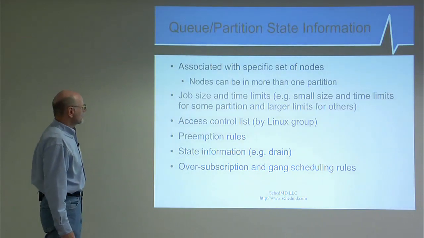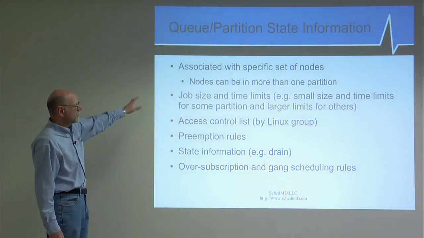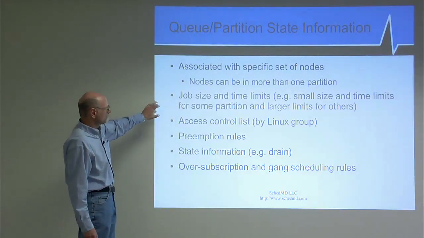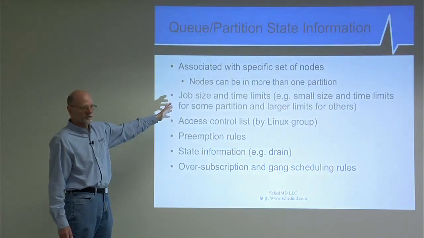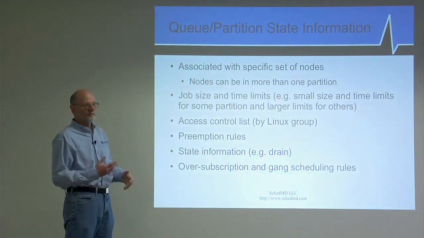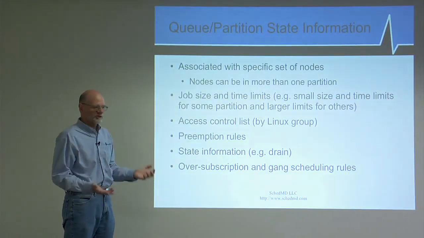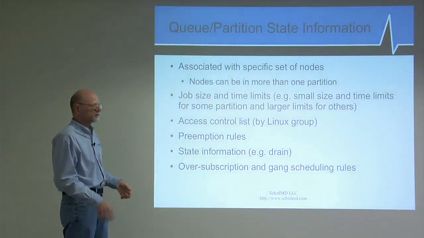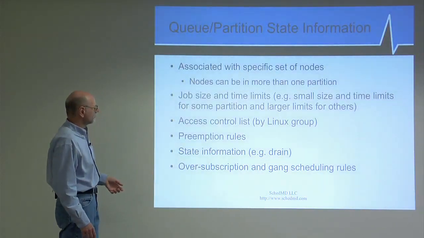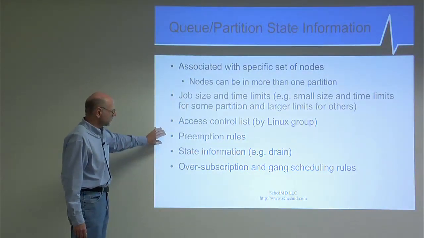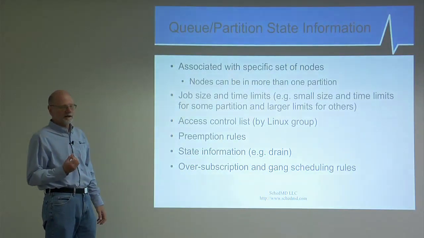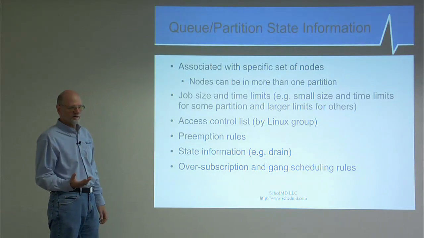There are job size and time limits, both in terms of minimum and maximums. So you can have a debug queue, for example, where you limit users to 10% of the nodes in that queue, and they can only run for an hour or something like that, so you can get more small jobs through during your working hours. There's an access control list. There are preemption rules available, so you can have a high priority queue.